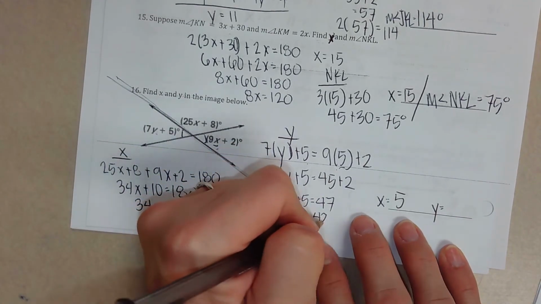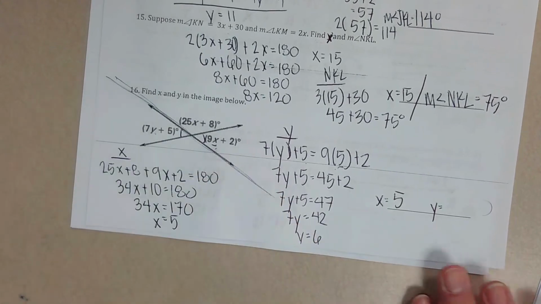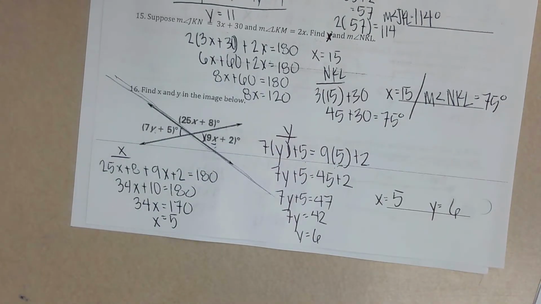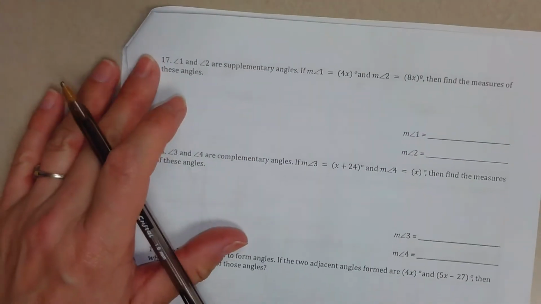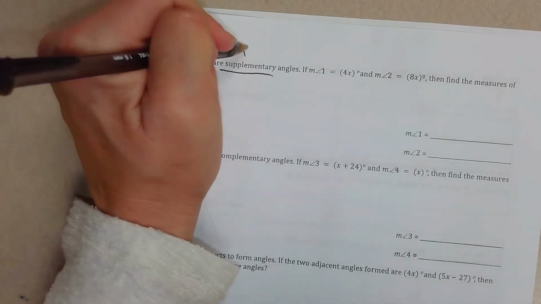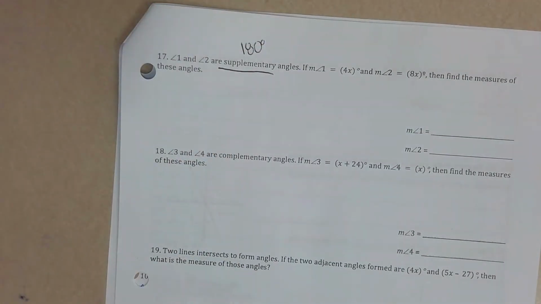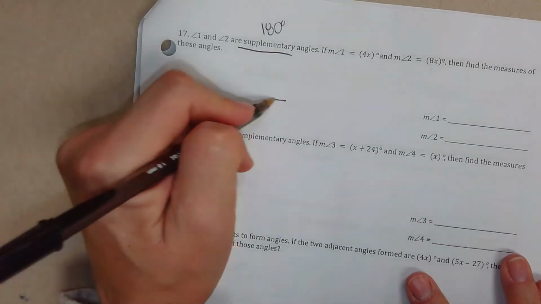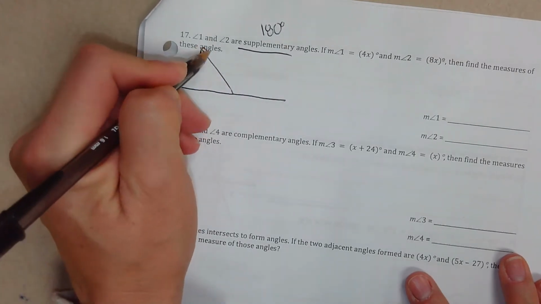7y equals 42, and y equals 6. All right, moving right along. Okay, angle 1 and 2 are supplementary. Hopefully by now you know that that means they add to 180. So I'm going to go ahead and draw a diagram.